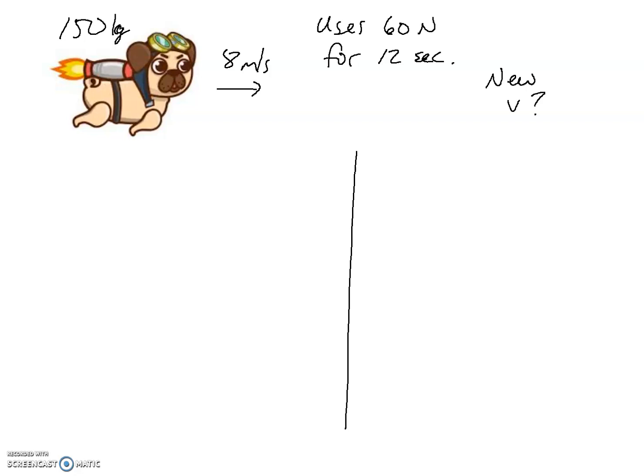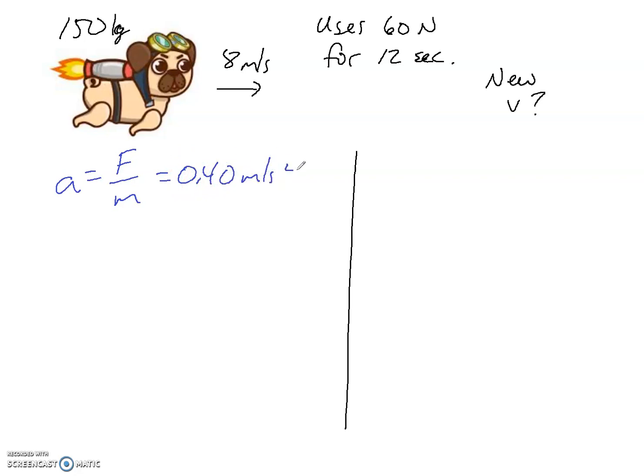So if we did a basic F equals ma type method, we've got the force, we've got the mass, so I can find out the acceleration. Acceleration is force divided by mass. It's not going to be a very big acceleration. I can do the 60 divided by the 150, and I find out that he's only accelerating at 0.40 meters per second squared.